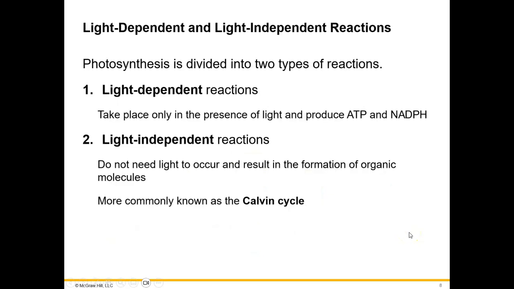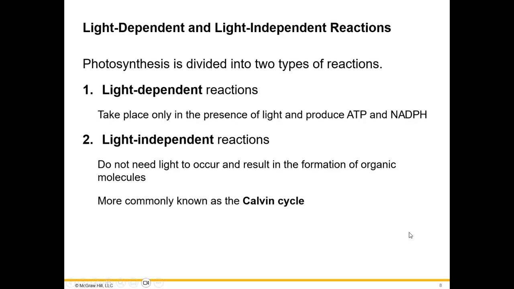So photosynthesis is divided into two types of reactions. We touched on this briefly, but we're going to go more in depth now. The first is the light-dependent reactions. These reactions take place only in the presence of light, and that is going to happen in the thylakoids of our chloroplasts. The result of this is the production of ATP, energy, and NADPH, our electron donor.